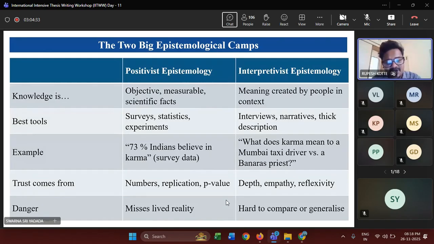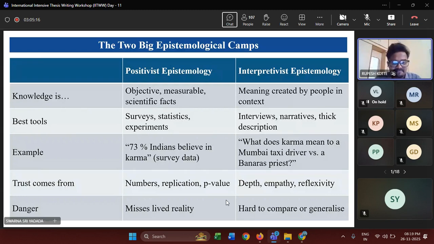The other one asks, what does karma mean to a Mumbai taxi driver versus a Banaras priest? So trust comes from numbers, replication, statistical values in positivist epistemology, whereas in interpretivist epistemology there is depth, empathy, lived experience, reflexivity, and there are dangers too. Sometimes in positivist epistemology, you might miss what is called lived reality. And in interpretivist epistemology, it is hard to compare or generalize. So next slide, please.